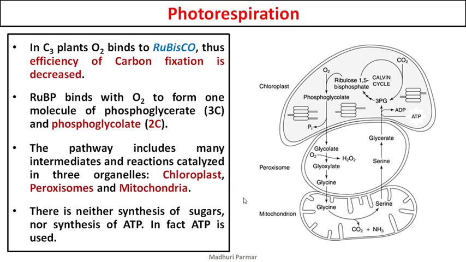There is neither synthesis of sugars, because of course you know that for synthesizing sugar you require carbon dioxide to be fixed. Now if there is no carbon dioxide added, how will you fix carbon dioxide? And if you cannot fix carbon dioxide, no sugar. So there is neither synthesis of sugar nor synthesis of ATP. In fact, ATP here is utilized for converting this into 3-phosphoglycerate.